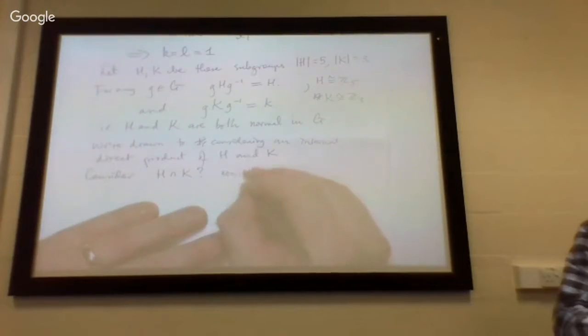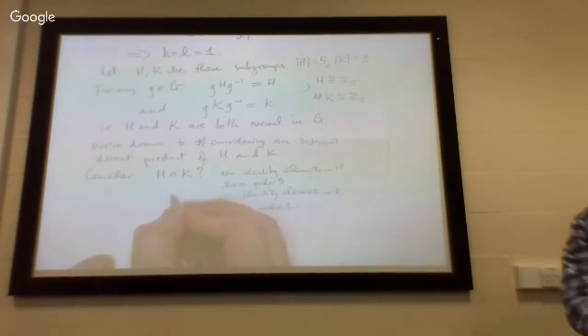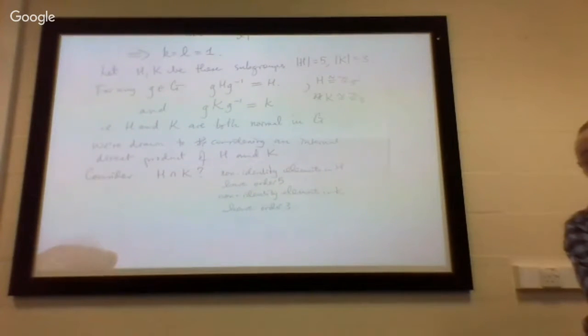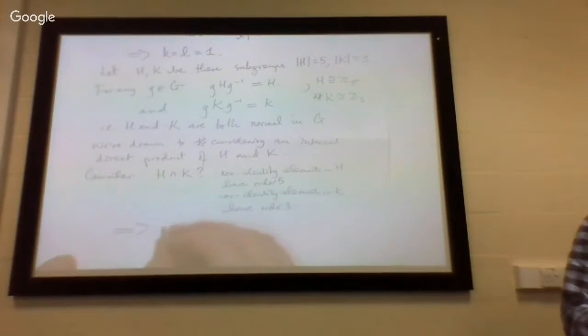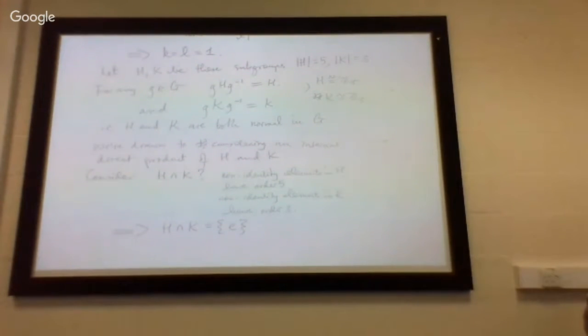So non-identity elements in H have order 5. Similarly for K, non-identity elements in K have order 3. So what about an element that's in the intersection? There isn't any. Only the identity. Exactly right. Because you can't have an element that simultaneously has order 3 and order 5, because order is uniquely defined. So the only thing that is possibly in the intersection is the identity. And of course, the identity is there because these are subgroups. Every subgroup contains the identity. So that ticks off that condition that we require to be true to do an internal direct product.